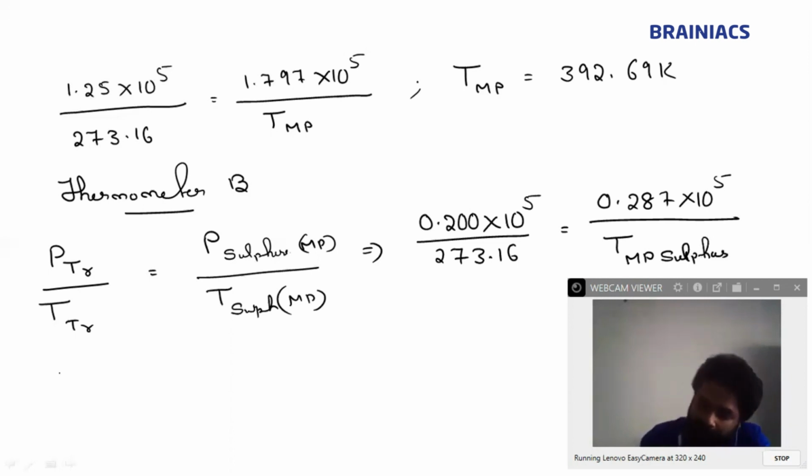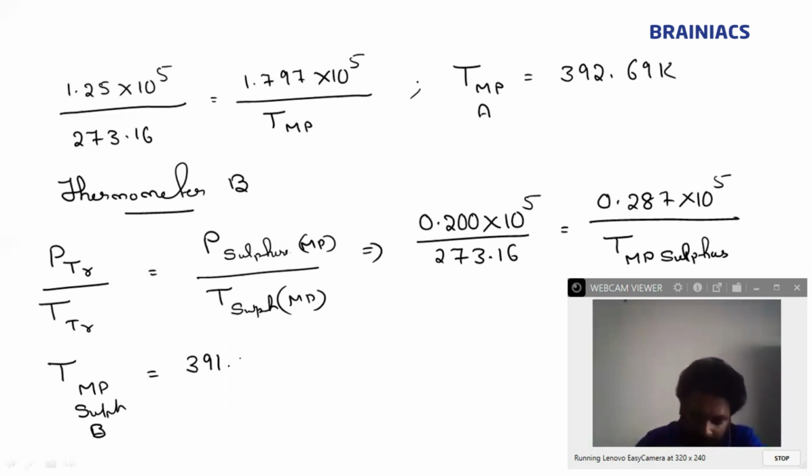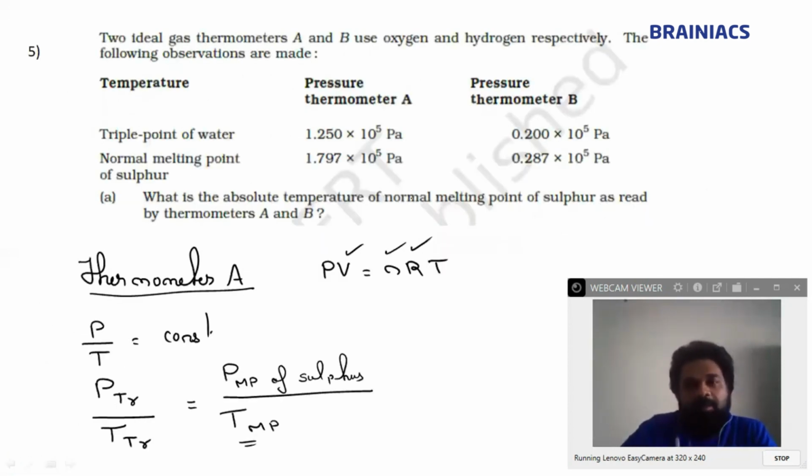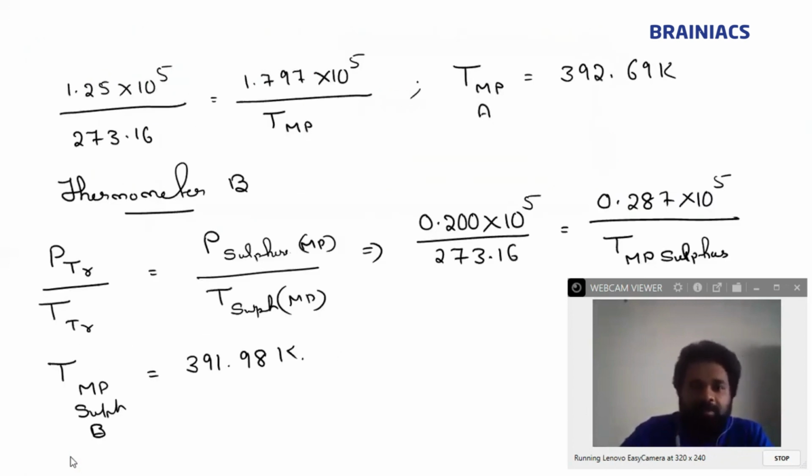Now we will calculate this, the temperature of melting point of sulfur. So this one is for thermometer A, this one is for thermometer B. We can calculate this and we will get 291.98 Kelvin. So that is the question: what is the absolute temperature of normal melting point of sulfur as read by thermometers A and B? So these are the values.